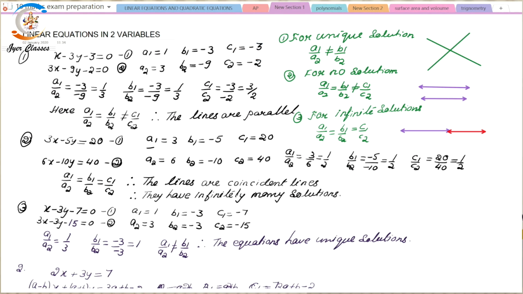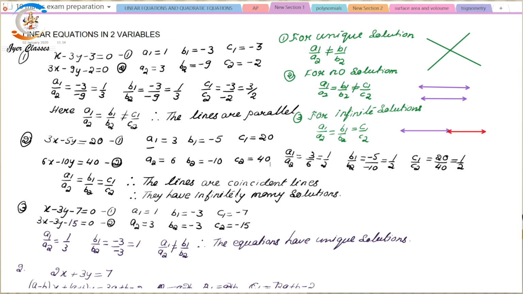Today we will be doing exercise number 3.5, and here the main concentration is on solving the linear equation by the cross multiplication method. Before that, we need to first find out whether the solution exists or not. So let us now see how the two equations can be, and when they will be intersecting each other, parallel to each other, or maybe coincident lines.